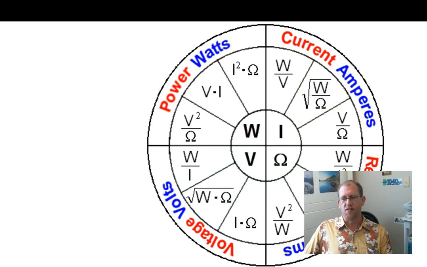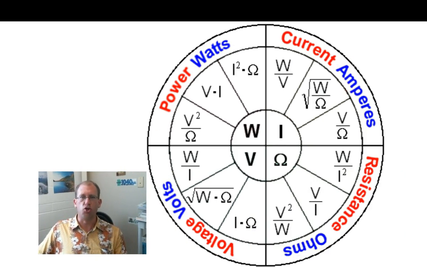Alrighty, this is also not in your book, but you should write this down. This is the unit conversion from anything to anything in electricity. Watts, volts, current, amps, and ohms in resistance. If you want to know how do I convert from volts and amps to watts? Well, volts and amps to watts. How about volts and resistance to watts? Here's volts and resistance to watts. How about amps and resistance to watts? Here's amps and resistance to watts.